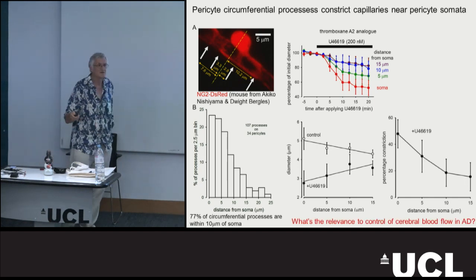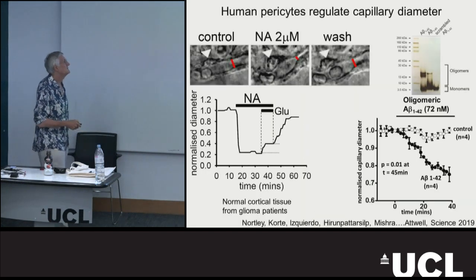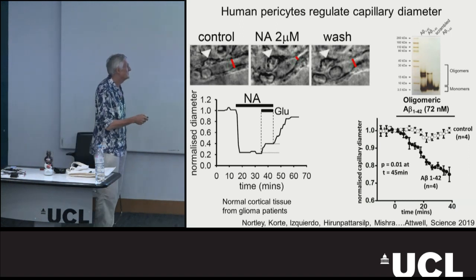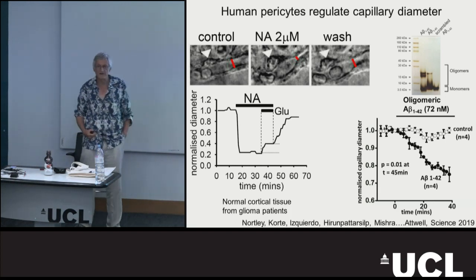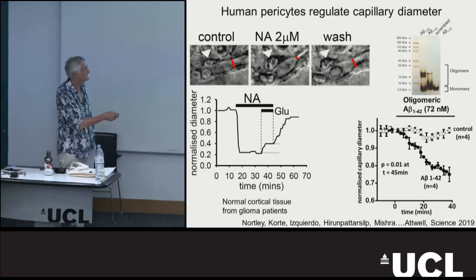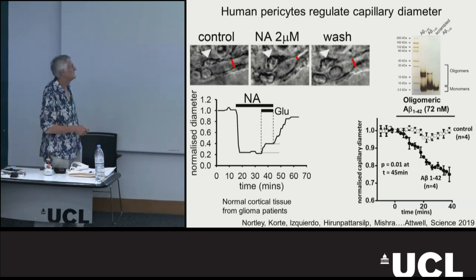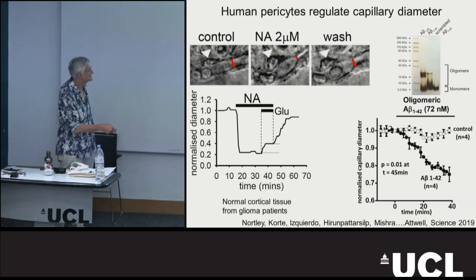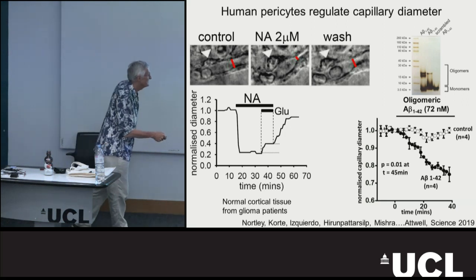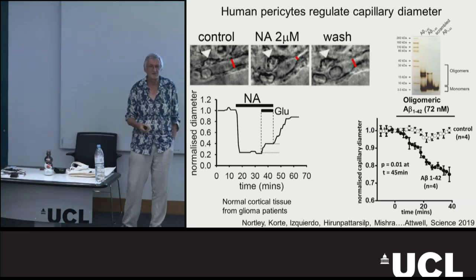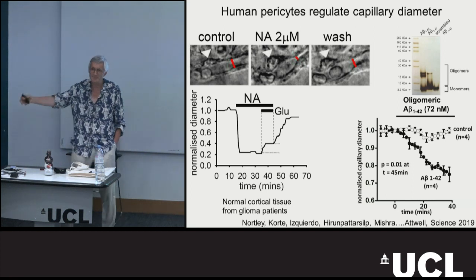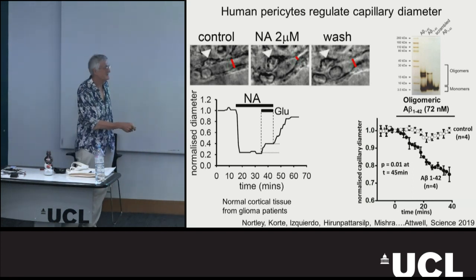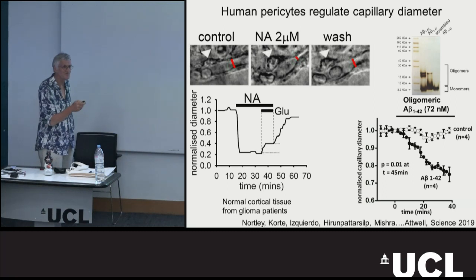So what's the relevance to the control of blood flow in AD? Well, if we use a standard protocol to make A beta oligomers, they're mostly about 4 times the molecular weight of the monomers. Then when we apply A beta 1 to 42 or 1 to 40, we get a constriction of the capillaries. Now, this is on a very rapid time scale. You're probably thinking this has got no relevance to AD because AD happens over decades, and this happens over an hour. But I'll try to convince you otherwise.